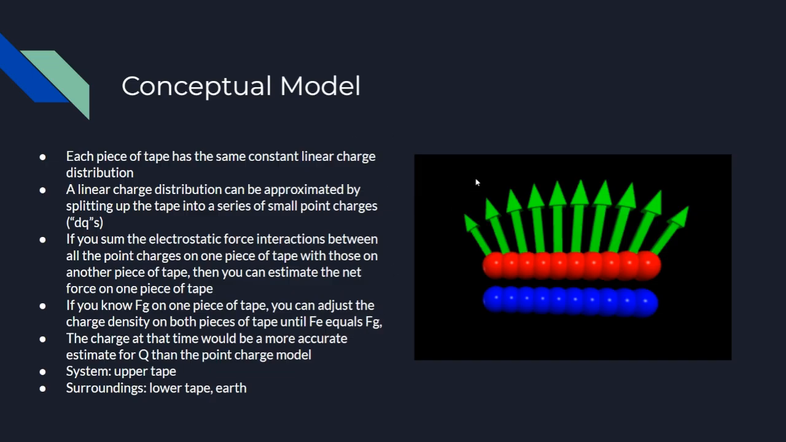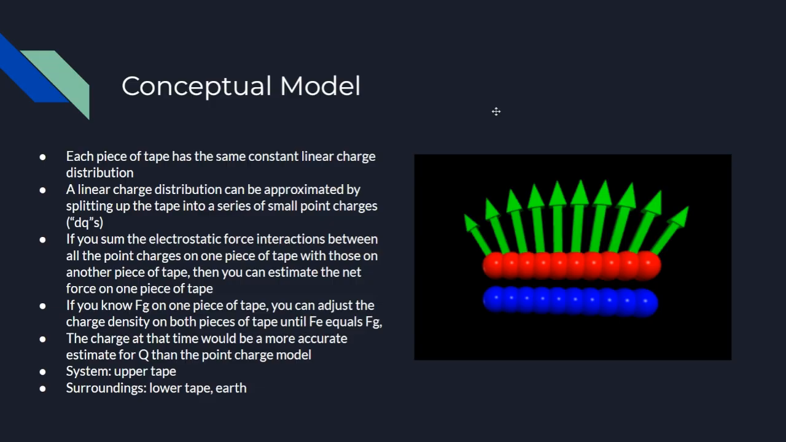This is the conceptual model for the lab. Each piece of tape has the same constant linear charge distribution. A linear charge distribution can be approximated by splitting the tape up into a series of small point charges, or DQs. If we sum the electrostatic force interactions between all the point charges on one piece of tape with those on another piece of tape, then you can estimate the net force on one piece of tape.